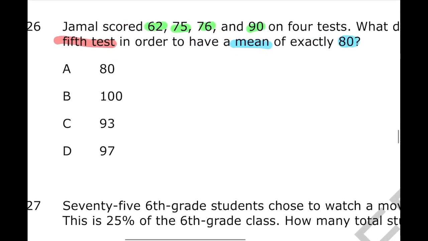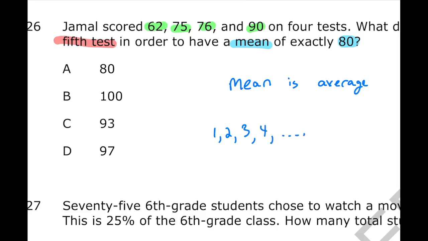So when we say mean, hopefully you guys remember that mean is the average. And how do you find the average of a set of data? You add up all the values, and then divide by the total number of values that you have here. So for this, it gives us four values: the 62, the 75, the 76, and the 90.